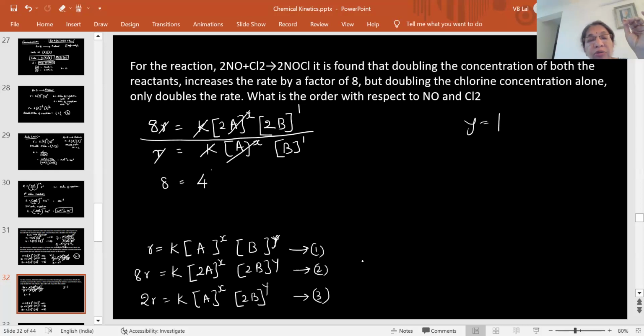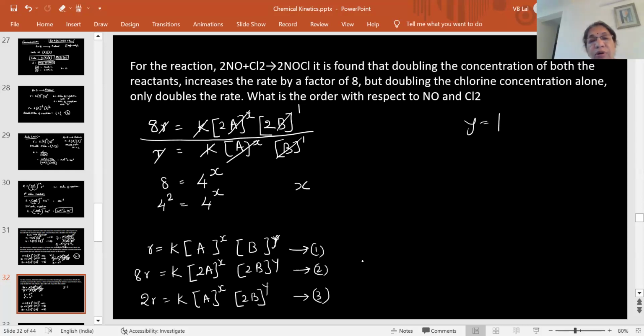B and B get cancelled. So 2 raised to X into 2, so that is 4 raised to X. Okay. So what can I write? 4 raised to 2 here is equal to 4 raised to X.